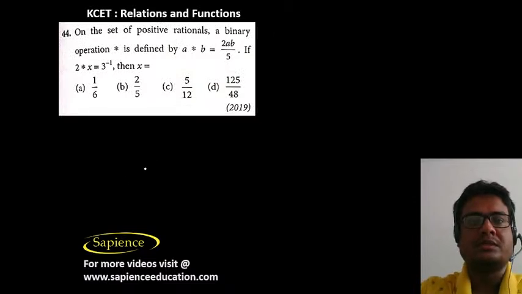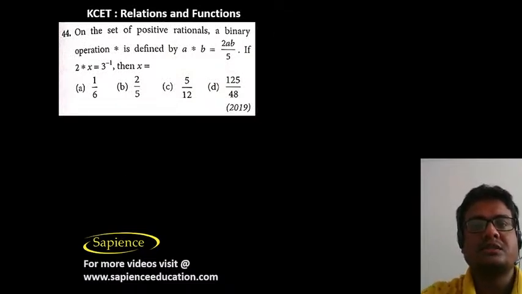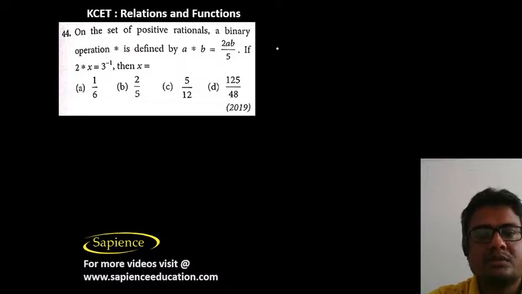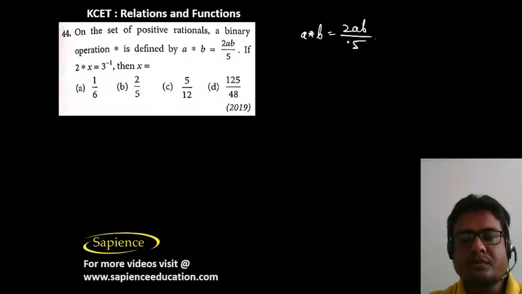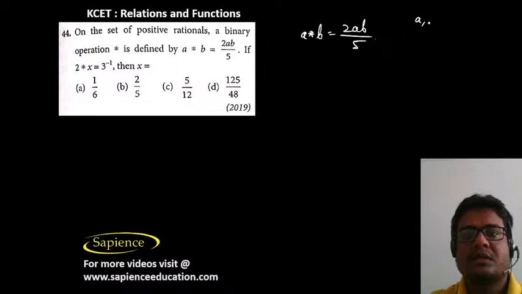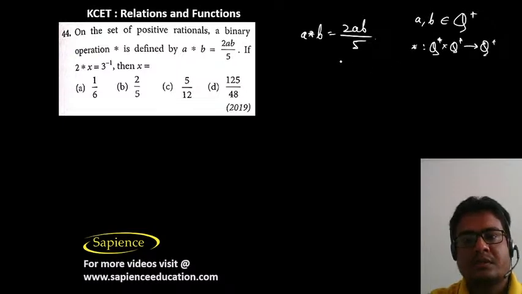So now, on the set of positive rationals, a binary operation star is defined as A star B equals 2AB by 5. Set of positive rationals means that both A and B should be rational numbers, so A and B belong to Q plus. Therefore star is a binary operation on the set Q plus. It maps from Q plus cross Q plus to Q plus. So both are positive rational numbers.